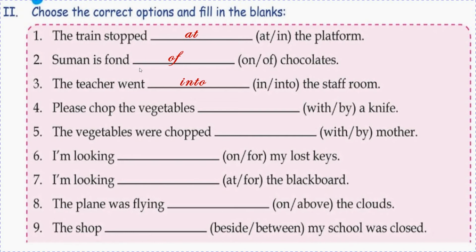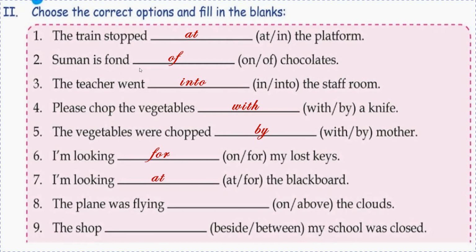Please chop the vegetables with a knife. The vegetables were chopped dash by mother. Children, with or by? We cannot write with because you cannot chop vegetables and mother. Right? So by mother.